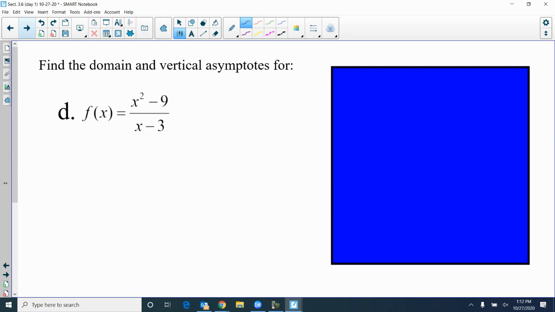Take a look at this one. Another little bit of a, I guess a tricky situation here. All right, f of x equals x squared minus 9 over x minus 3. All right, the numerator does not determine where the vertical asymptotes are, but it can affect it because what can we do with that numerator? x squared minus 9 factors into what? Factors into x minus 3 times x plus 3.